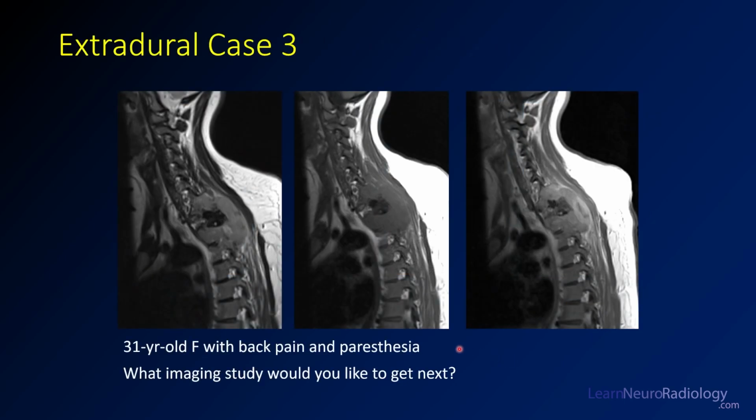So our third case here is a 34-year-old woman with back pain and paresthesias. You have, again, a couple of MR images through that region. So what you see is you have a lesion here. This is a T2. You have this T2 hyperintense to muscle lesion.